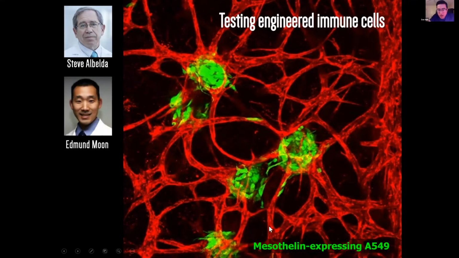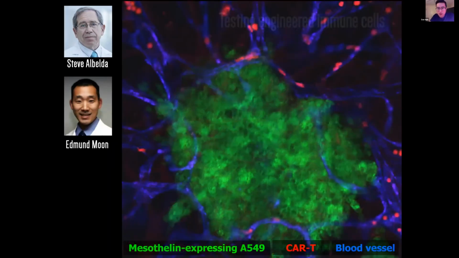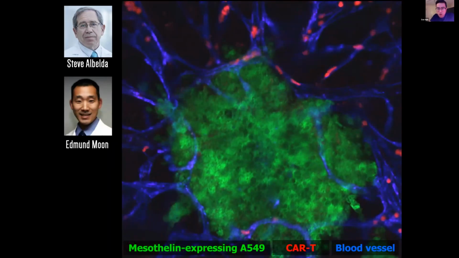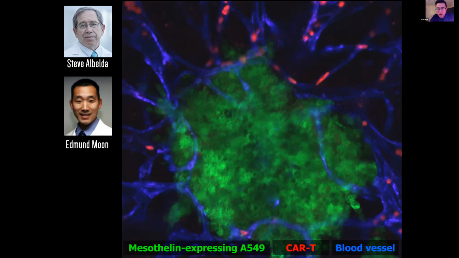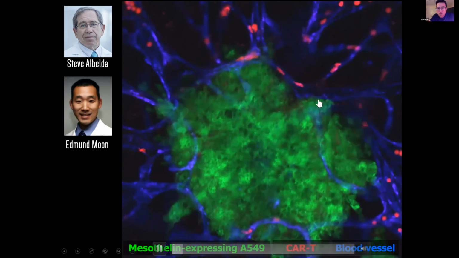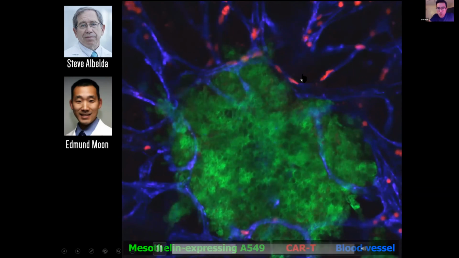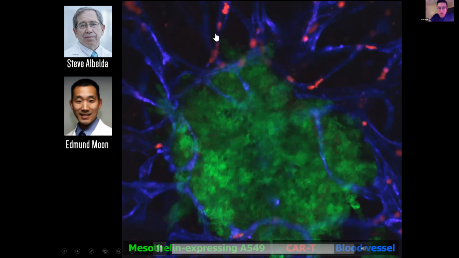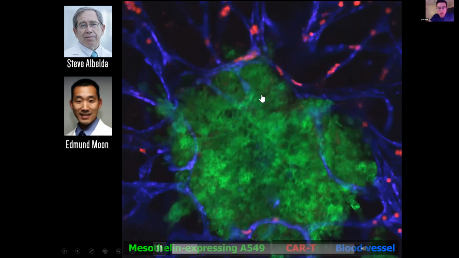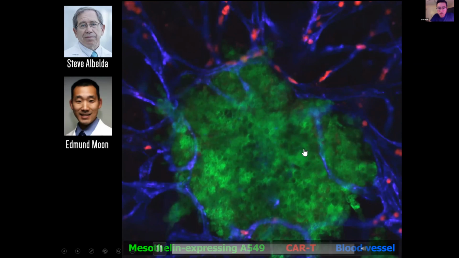And we put in CAR-Ts, chimeric antigen receptor T cells. These are one of the most commonly used engineered immune cells for immunotherapy. We put in CAR-Ts engineered to recognize and engage mesothelin, which I just talked about. This is 2 hours after cell infusion, and as you can tell, these CAR-Ts stick to the blood vessels associated with these tumors. And green cells are tumor cells.